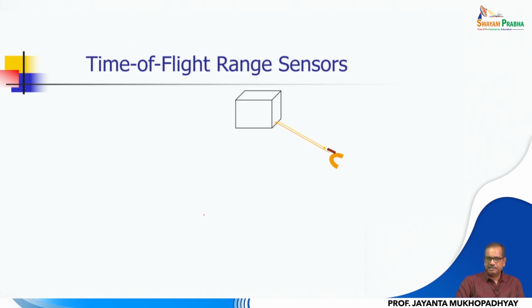The principle is very simple. You have an illuminating source, usually a laser source, which projects a laser ray to the surface, emits the radiation, and then detects its reflected ray. The time of its emission and the time of its detection are noted.